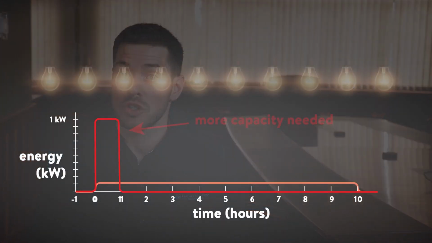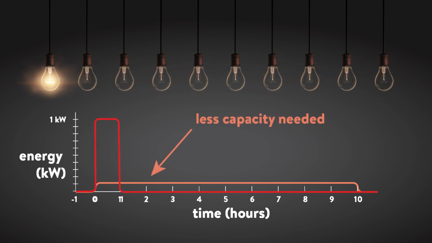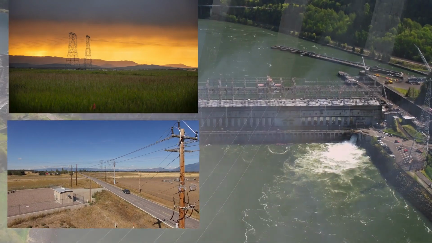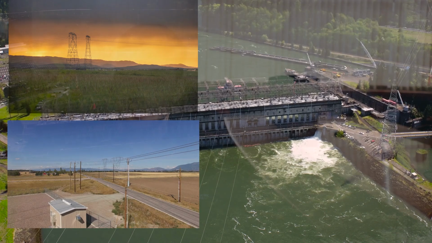However, even though it's the same energy, you need more electrical capacity to energize the 10 light bulbs for 1 hour than you do to energize the 1 light bulb for 10 hours. This is because 10 light bulbs create 10 times as much light, which requires 10 times as much power generation, think hydroelectricity, and transmission capacity, think power poles, wires, and substations, to energize those 10 light bulbs all at once.